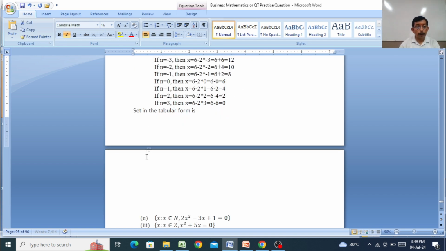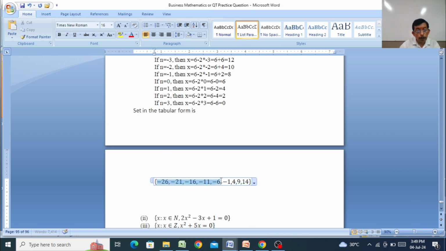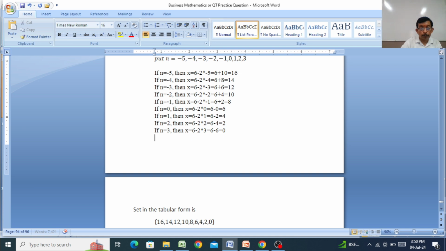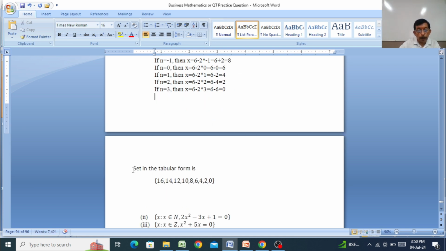Set in tabular form. Put the value of different values. The first value is 16, comma 14, comma 12, comma 10, comma 8, comma 6, comma 4, comma 2, comma 0. This is the set in tabular form.